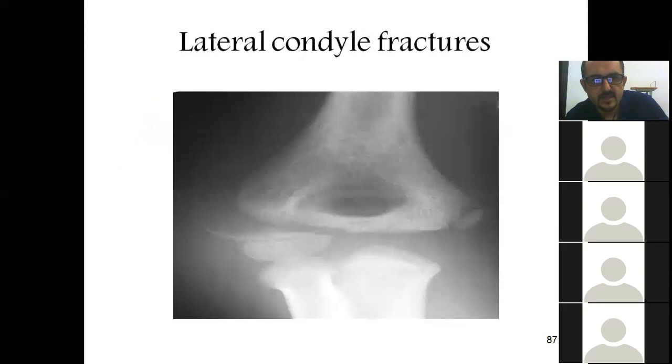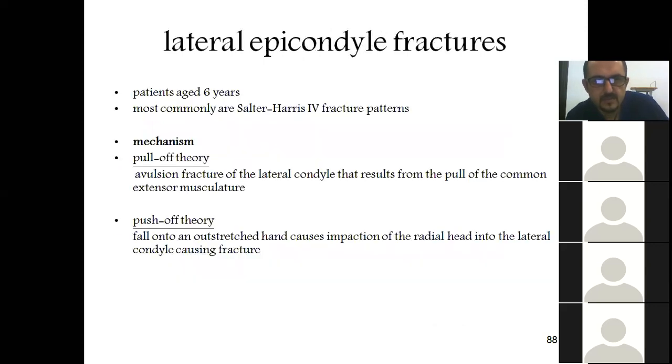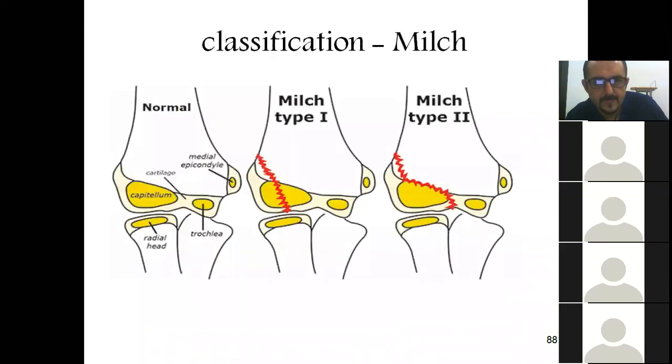So regarding the lateral epicondyle, this is a fracture of the lateral epicondyle, and it most commonly occurs around the age of 6 years, mostly Salter-Harris type 4 fractures. Two mechanisms are the pull-off theory and the push-off theory. Regarding the pull-off theory, the avulsion fracture of the lateral epicondyle results from a pull of the common extensor musculature, and the other is the push-off theory, when the patient falls on an outstretched hand.